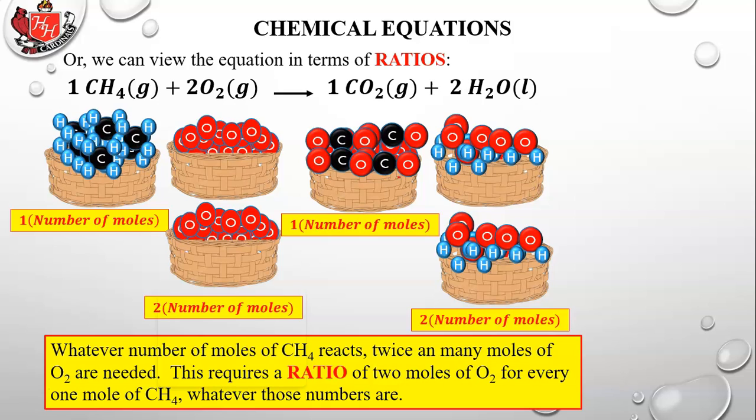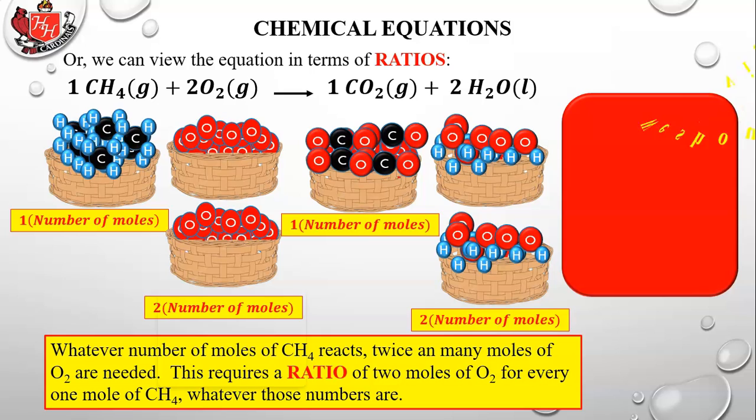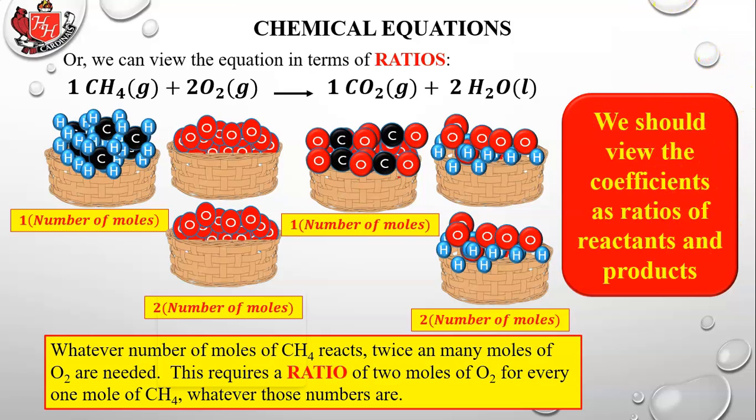And so that's the way you really want to think of the coefficients: they're creating a ratio. However many moles of CH4 you want to react, you need twice that many moles of O2. And that's the way we generally should think of the coefficients in a chemical reaction. So we should view the coefficients as ratios of reactants and products.